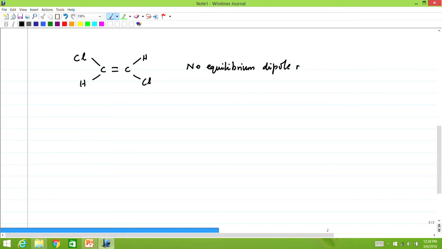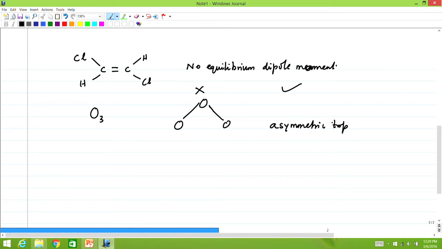Therefore, this does not have a microwave spectrum, but it has an IR spectrum. Ozone: despite all the 3 oxygens involved, please remember ozone is an asymmetric top, and this oxygen is differently bonded to the other 2 oxygens. Therefore, it is an asymmetric top, and this molecule also has dipole moments, therefore it is microwave and IR active.